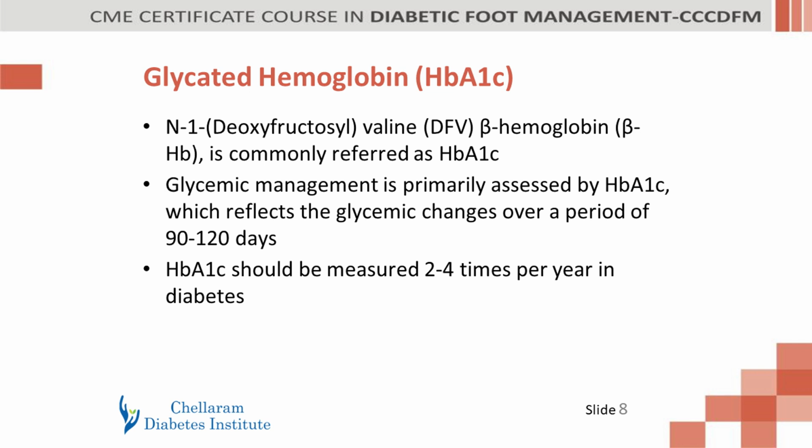Glycated hemoglobin, HbA1c, N1-deoxyfructosyl-valine beta hemoglobin. This is commonly referred to as HbA1c. Glycemic management is primarily assessed by HbA1c, which reflects the glycemic changes over a period of 90 to 120 days. HbA1c should be measured 2 to 4 times per year in diabetes.